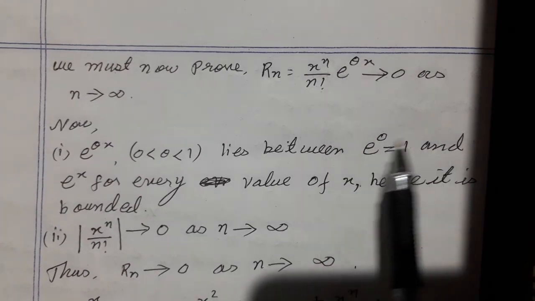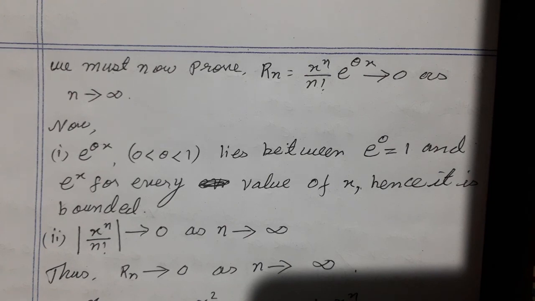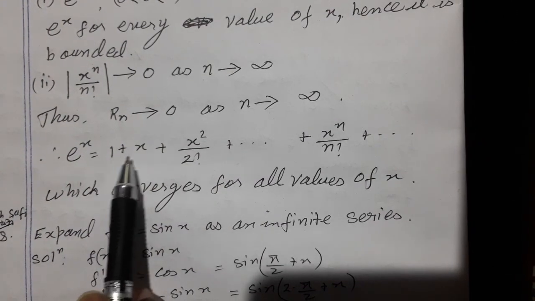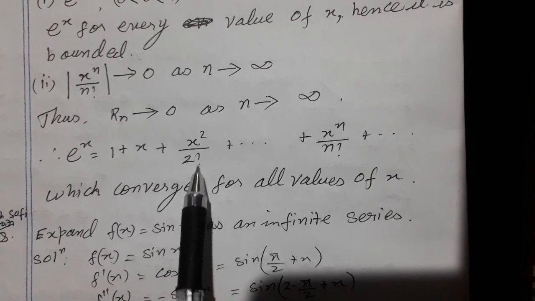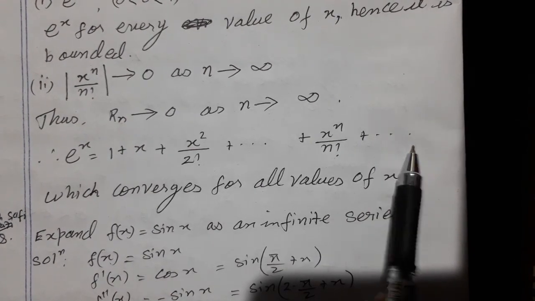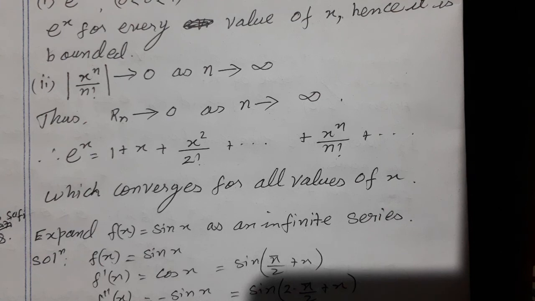Since we have shown that the remainder tends to 0 as n tends to infinity, we can use the Maclaurin infinite series, and we get e^x equal to 1 plus x plus x squared by 2 factorial plus ... plus x^n by n factorial plus so on. And we can show that this converges for all values of x.